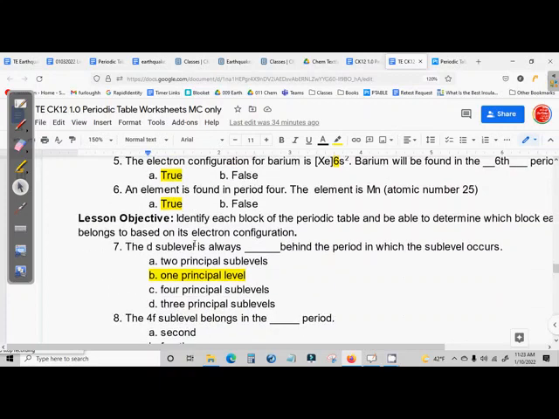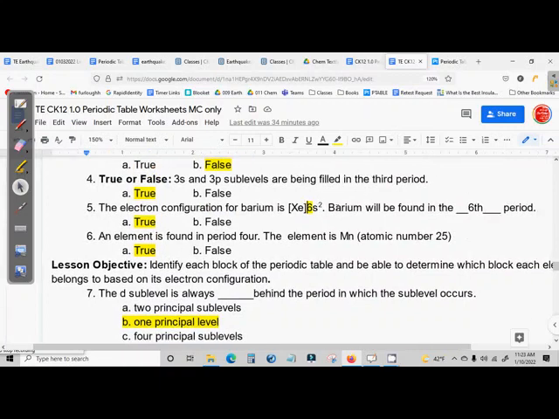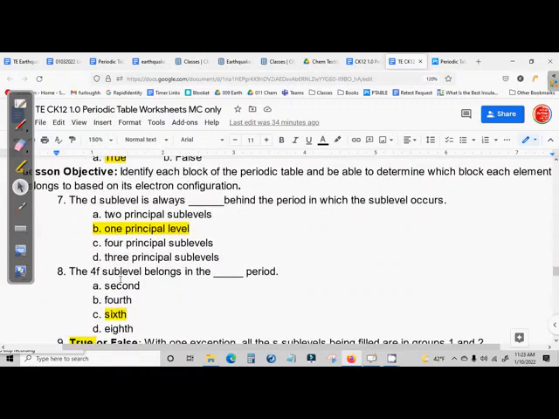Number 6 is true. So right, there's a 6 here. So that tells you it's in the 6th period. Element is found in period 4, and that element is manganese. Well, if you look up element number 25, you'll see that it is in period 4. So that's true. D sublevel is always 1 energy level behind.